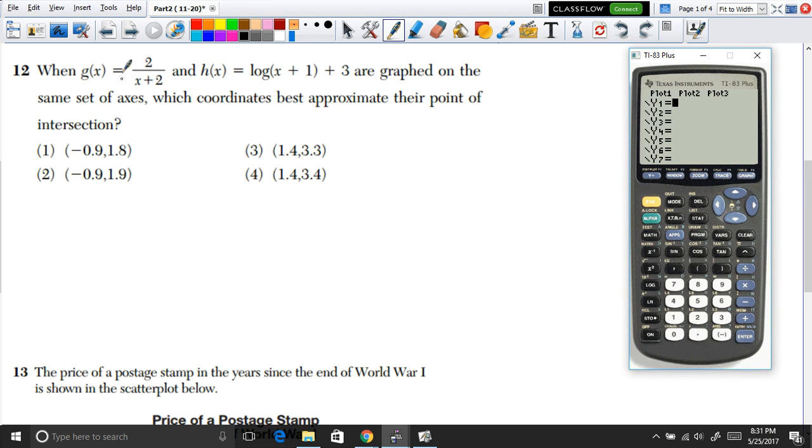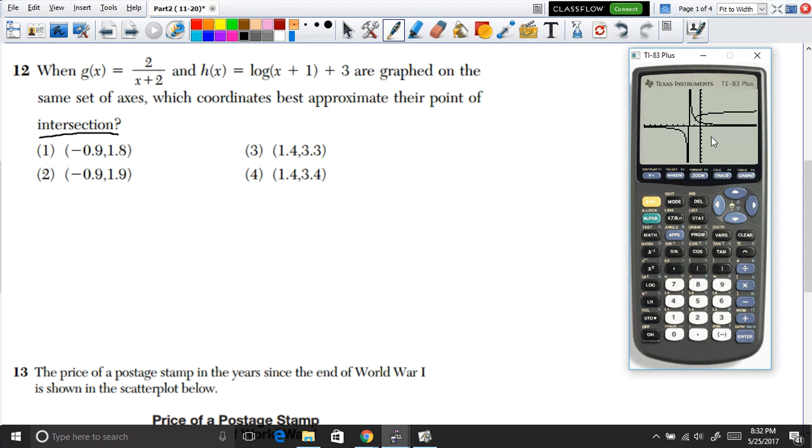So let's look at the first function. Let me graph g of x, which is going to be 2 divided by parenthesis x plus 2. So here we have the first function. Now on the bottom, let's graph the second function, which is going to be the log of x plus 1, plus 3 on the outside. Because again, we want to see what coordinate best approximates their intersection. So we're going to be looking for the intersection. So let's graph it.